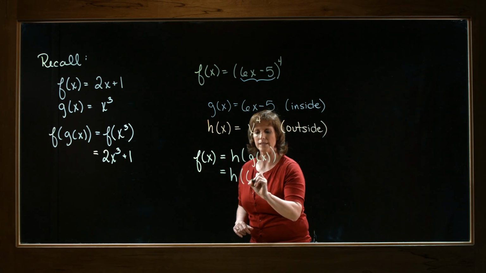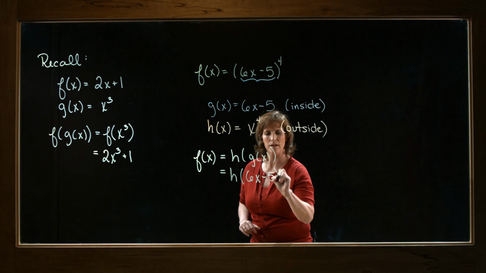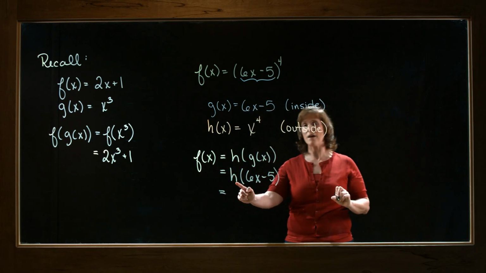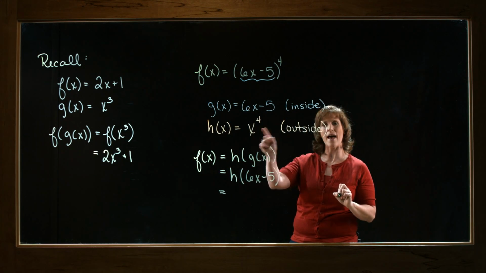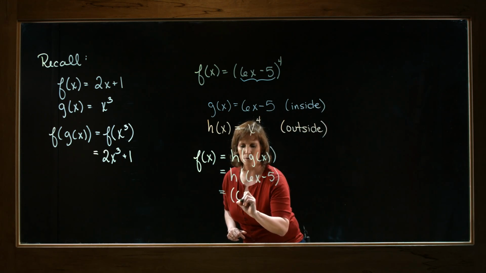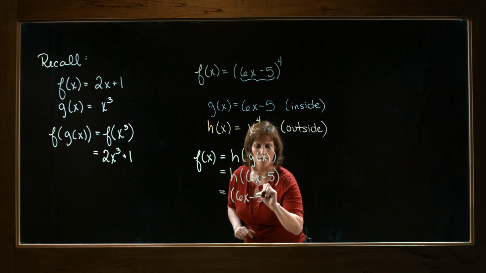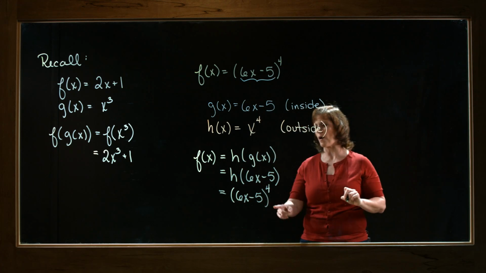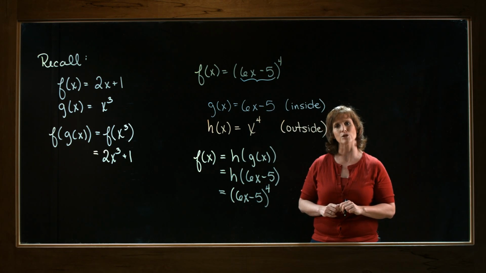g of x was 6x minus 5. And my function h tells me to take whatever that input is and raise it to the 4th power. So my input is 6x minus 5, and when I raise it to the 4th power, I get exactly the function that I was looking for.